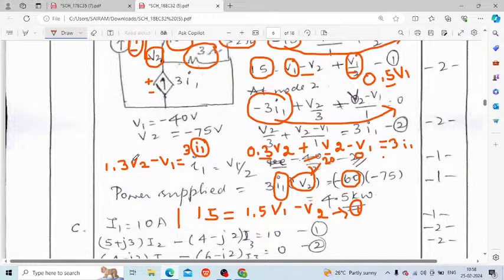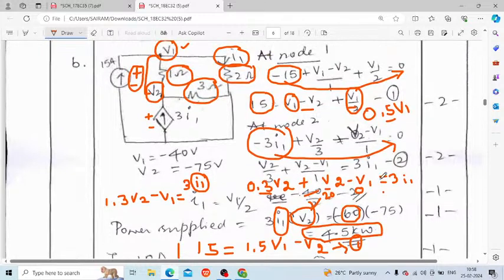What is minus 40 by 2? 2 twenties are 40. You get minus 20. So they have written minus 20 here. So this I1 is minus 20. So 3 into minus 20 is equal to minus 60. Minus 60 into minus 75, you get 4.5 kilowatt. So this is the answer for this particular problem, right?